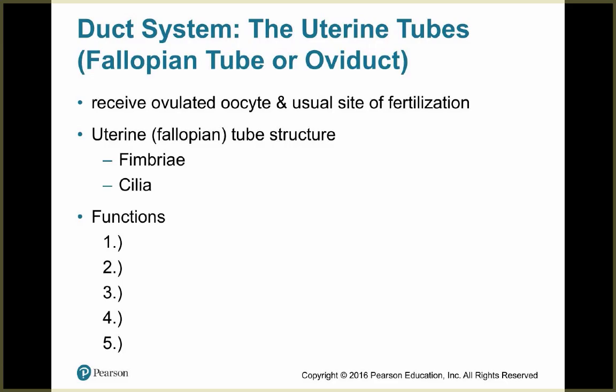We're going to start first with the uterine tube, also known as the fallopian tube or the oviduct. Now, this receives the ovulated oocyte and is usually the site of fertilization. This is not the site where the cell or the potential zygote and offspring become attached, right? This is just where fertilization happens.